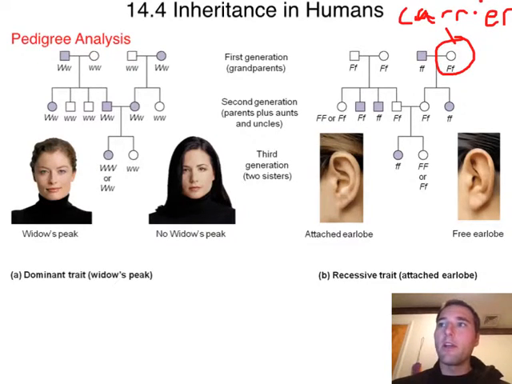A carrier has the attached earlobe allele, the lowercase f, but is not exhibiting it. But they are able to pass it on. So here we have someone with attached earlobes, someone without attached earlobes, and they're having an offspring with attached earlobes. That means that this parent had to be a carrier, otherwise they couldn't have any offspring with attached earlobes.